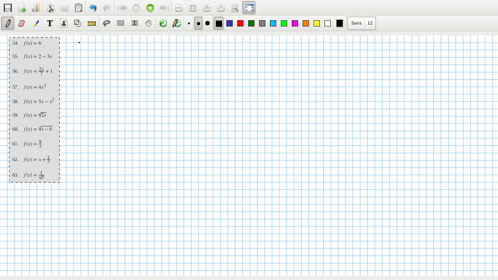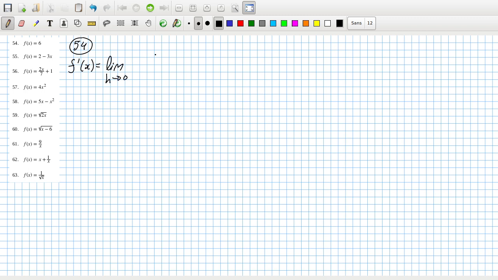Derivatives now. 54. f dash x would equal the limit as h goes to 0 of f of x plus h minus f of x all over h. So that's equal to 0.